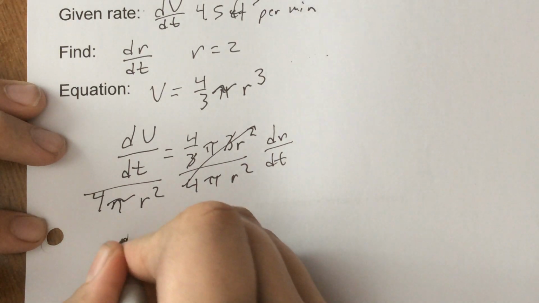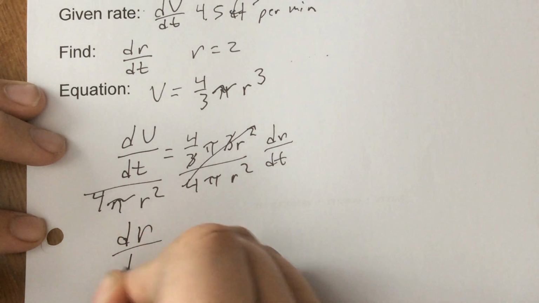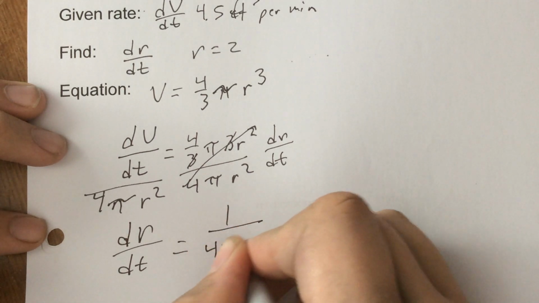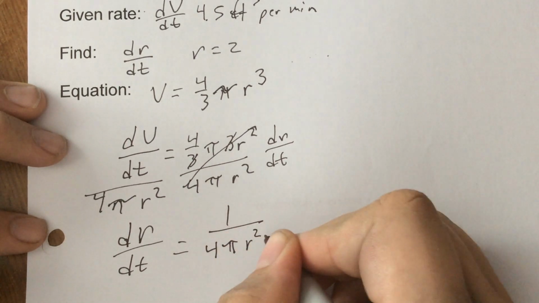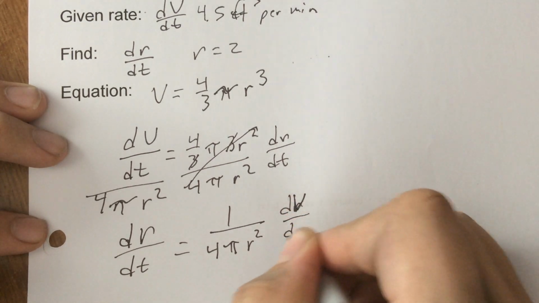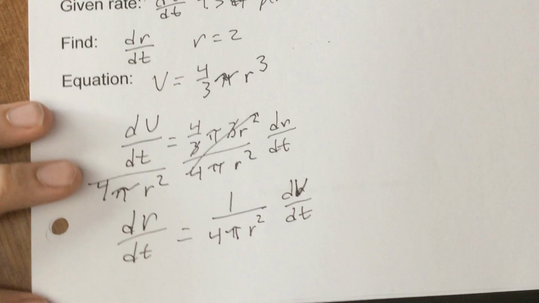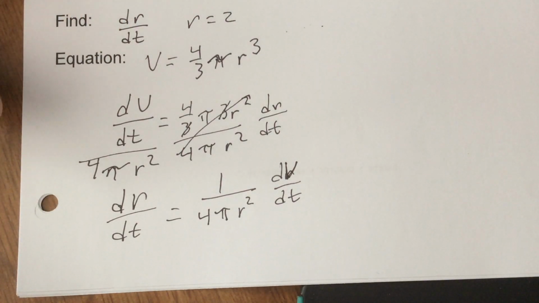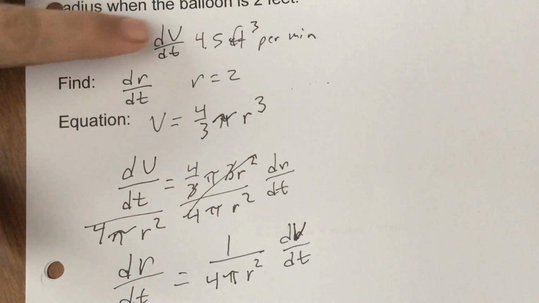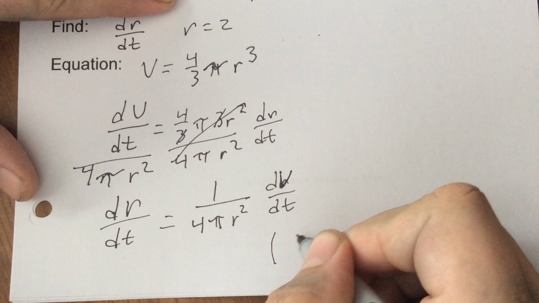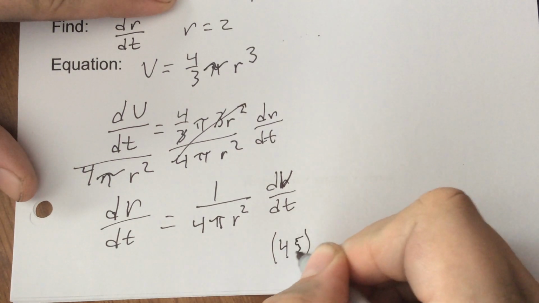So our dr over dt is really going to be 1 over our 4 pi r squared times dv over dt. Now we're to the point where we can plug stuff in. Well, again, we know our rate that's changing, our dv dt is 4.5. So this here is going to be replaced with a 4.5.